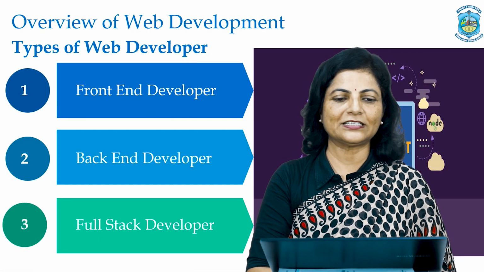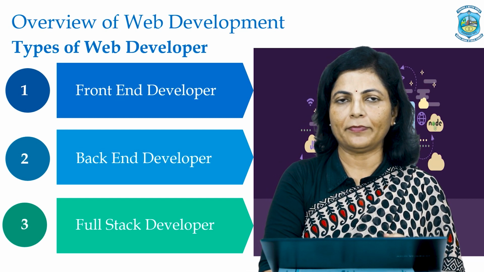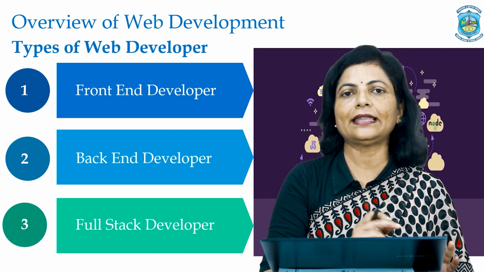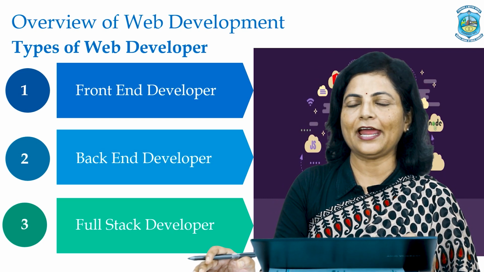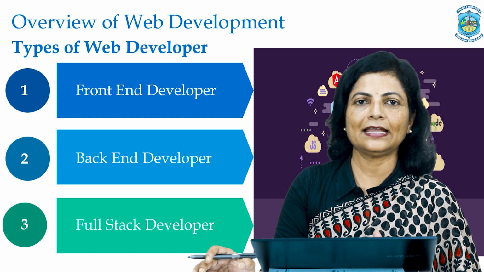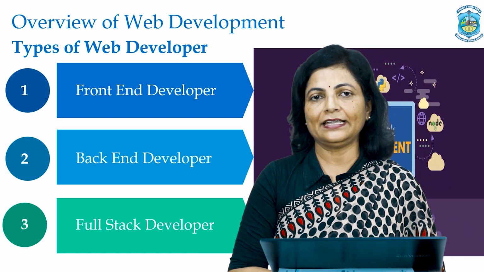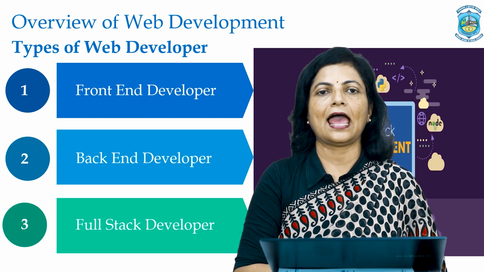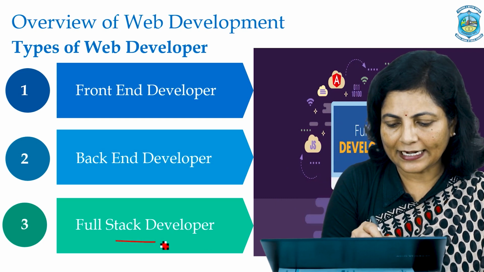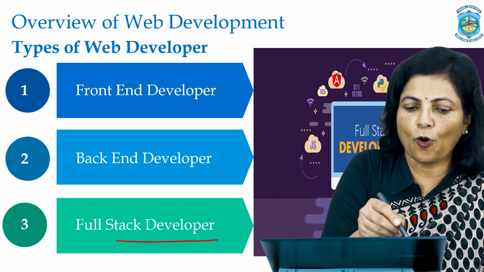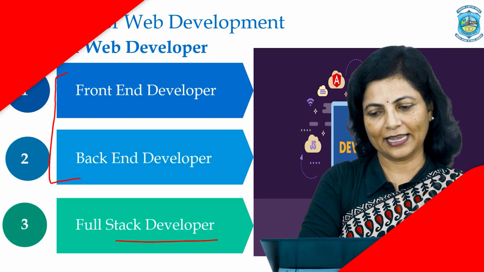As you have seen in the previous slide that there are 2 parts of web development, that is front-end development and back-end development. Front-end developer takes care of structuring, designing and interactive part of the website, whereas back-end developer takes care of database and server-side programming. And full stack developer includes both the job of front-end developer and back-end developer.